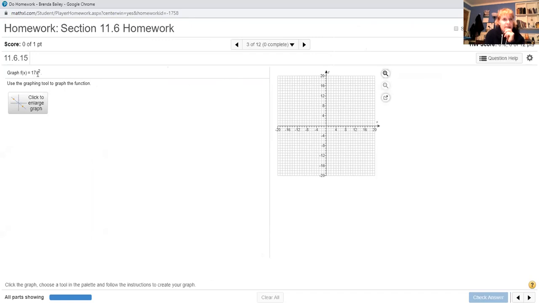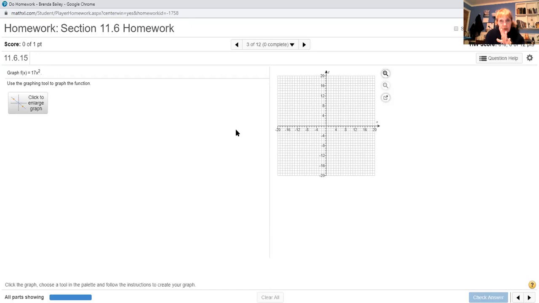And we have 17x squared. So we know the vertex is at 0, 0. How do I know, and why do I know that the vertex is at 0, 0? Because you're not shifting it. You're not adding or subtracting anything to the x. You're not adding or subtracting after the x. So the vertex is at 0, 0.